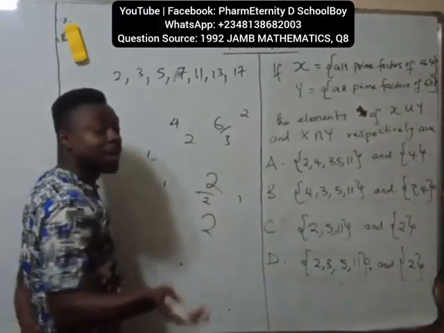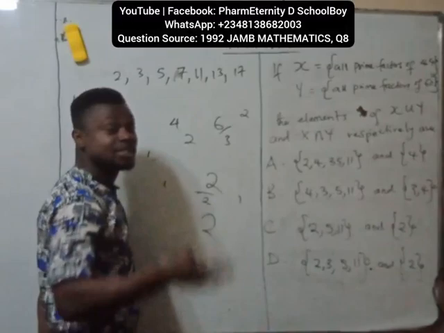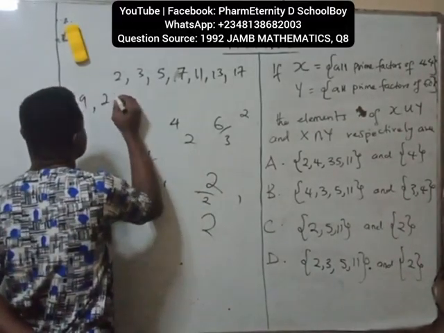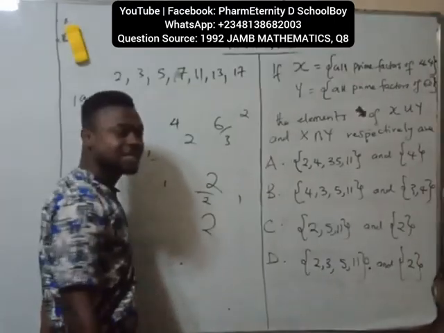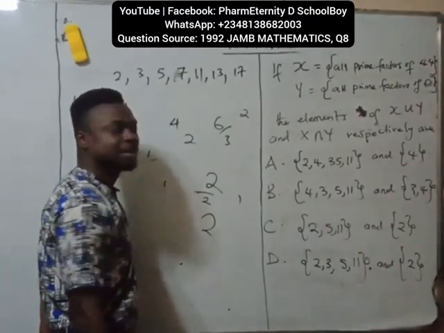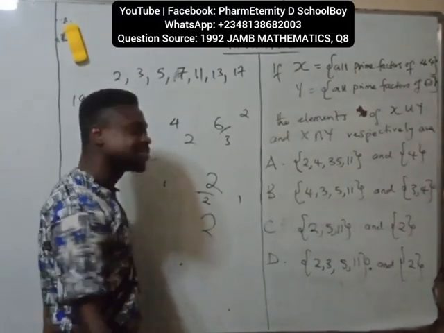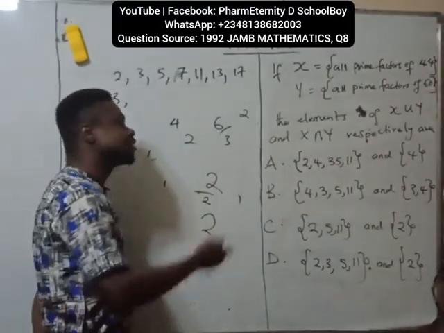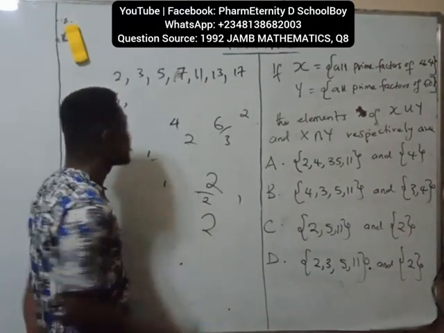21 is not, because 21 can be divided by 3. 22 is not, 22 can be divided by 11. 23 is a prime number. 24 is not. 25 is not, it can be divided. 26 is not. 26 can be divided by 2. 27 is not, it can be divided by 9. 28 is not, it can be divided by 2. 29 is a prime number.